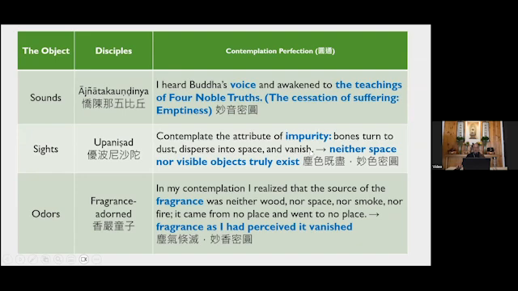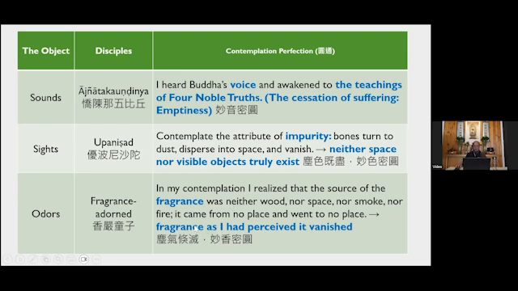How about the sight? So Upanishad contemplated the attribute of impurity: the bones, the dead corpse. Then the bones, through contemplation, turn to dust, disperse into space and vanish, and the luminous is revealed. But he found out that neither space nor visible object truly exists. So he detached from form.